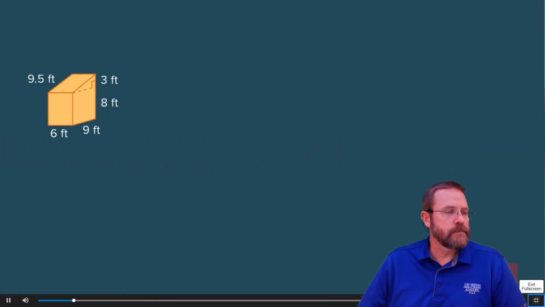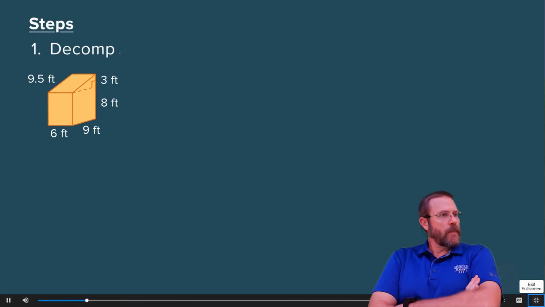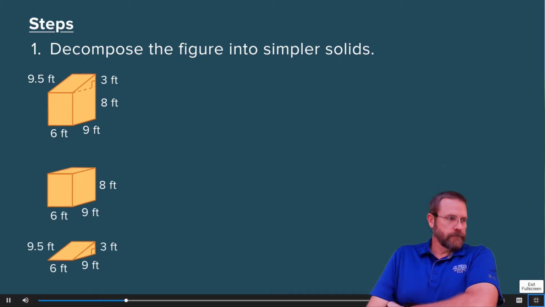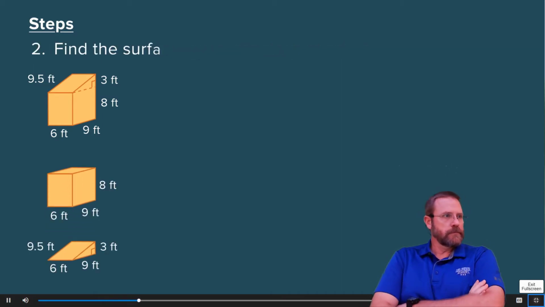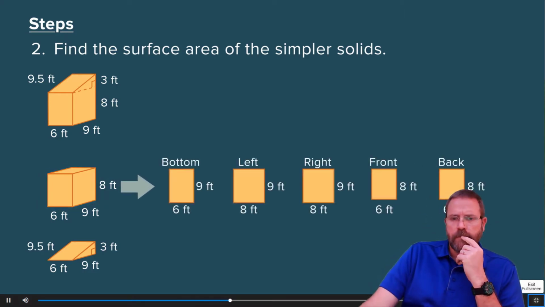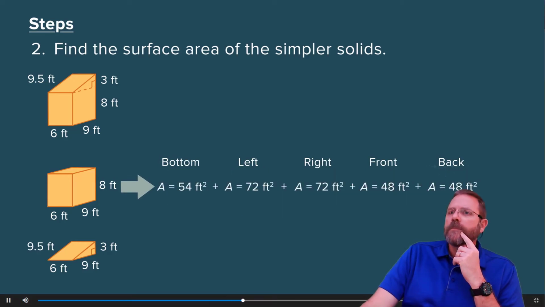To find the surface area, first decompose the composite figure into simpler solids. This figure is composed of a rectangular prism and triangular prism. Next, find the surface area of the simpler solids. Do not include any faces that are not exposed in the original composite figure. The first solid is a rectangular prism. Since the top is not in the original figure, find the areas of the remaining surfaces. Then find the sum of the areas to find the surface area.